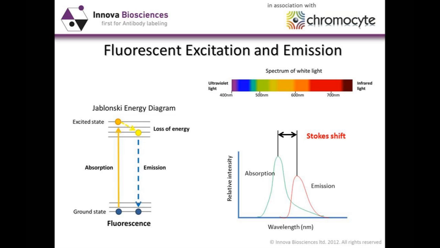And the term that you should really remember is what's called the Stokes shift, which is basically the difference between the absorption and the emission spectrum. And it's always good, if you're trying to determine fluorescence, to have the Stokes shift as large as possible.